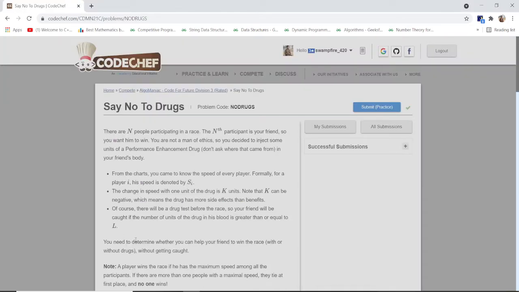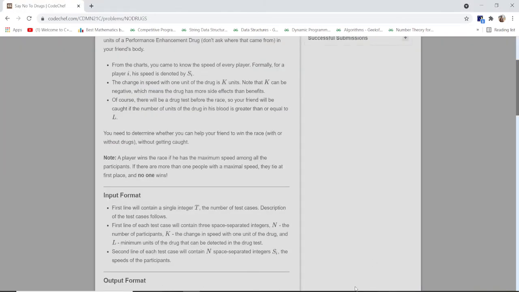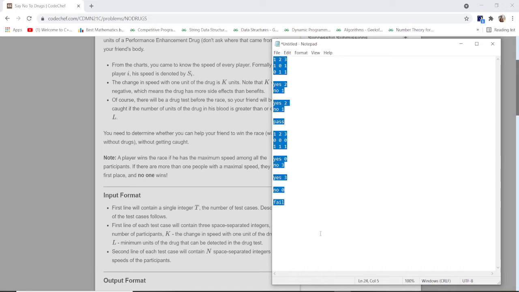The name of the second problem is Say No to Drugs. According to the question, there is a racing game and there are n players. Suppose there are 4 players, and my friend also participates in this game. The 4 players are 1 2 3 4. Suppose the speed of the first player is 2, the speed of the second player is 1, the speed of the third player is 2, and the speed of the fourth player is 2.